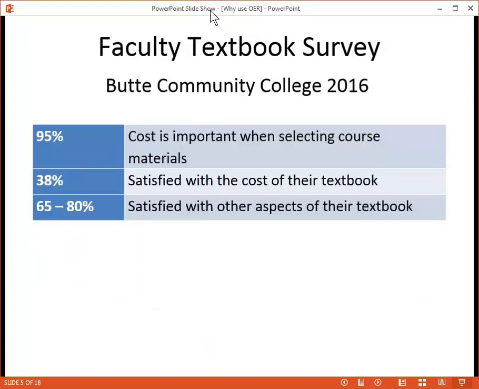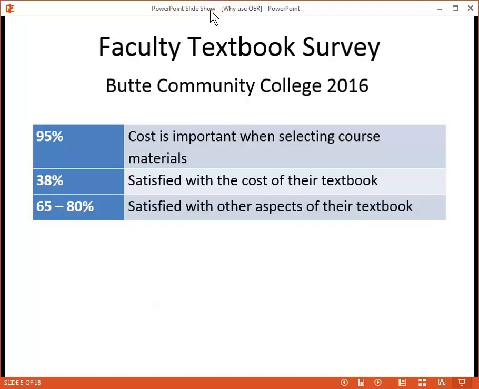In that same survey, we also asked faculty about how they select course materials. And 95% of faculty said that cost is an important consideration when they're choosing course materials. But only 38% said that they were satisfied with the cost of their textbook.